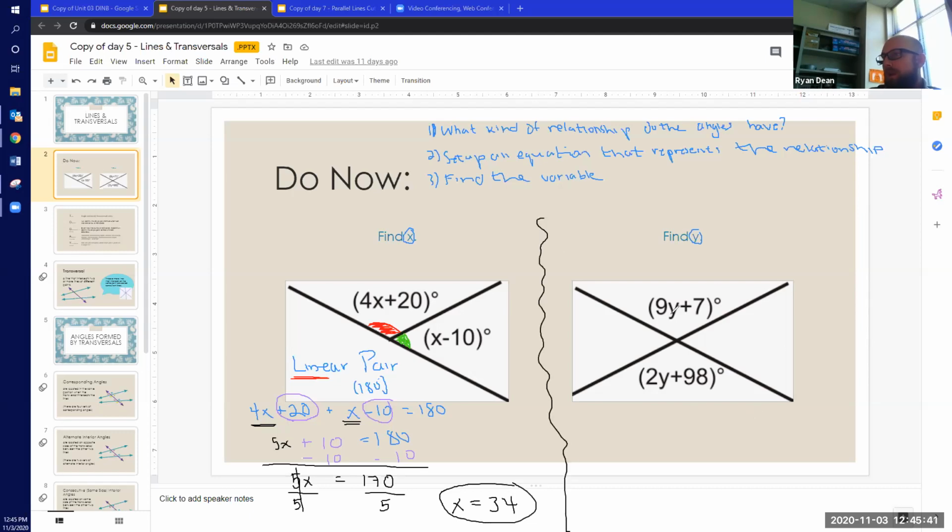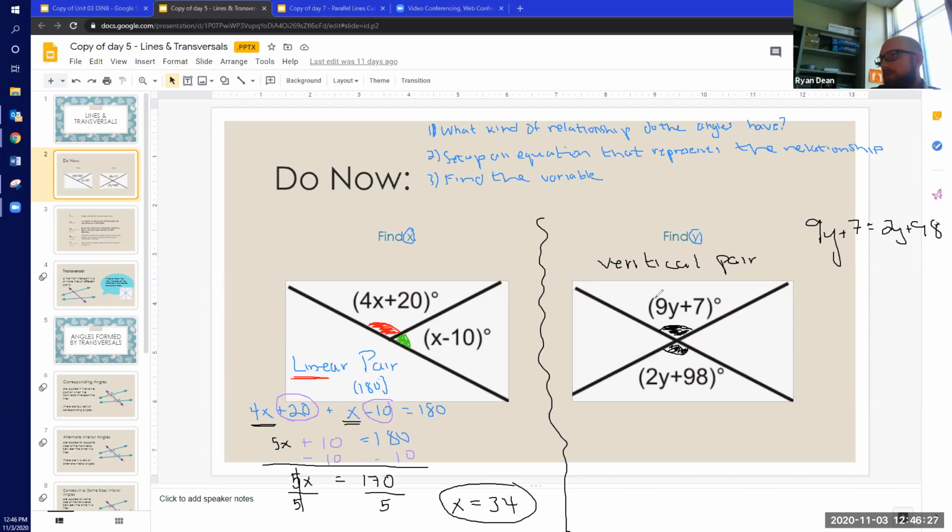Okay, the second one over here, notice that the two angles are across from each other. So this one is going to be a vertical pair. Anytime that you see a big X like this, it's going to be a vertical pair. We know that vertical pairs are congruent. They're the same angle measure. So for this specific problem, if they're the same, I can set them equal to each other. The 9y plus 7 is going to be equal to the 2y plus 98.